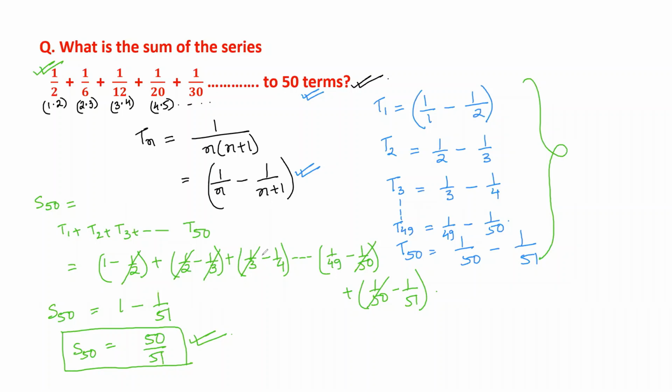So, in this way, by finding the nth term and then expressing the nth term as a difference of two fractions, we can find the sum for such kind of series.